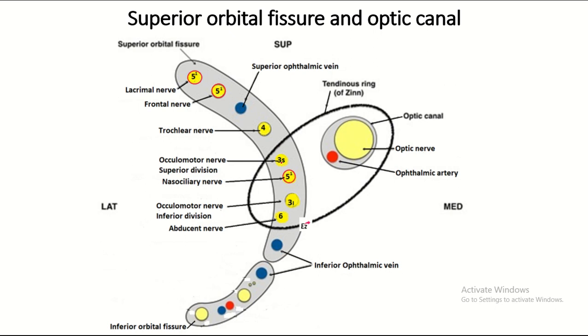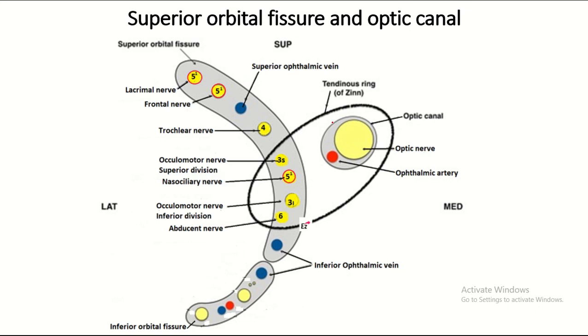Then the inferior division of the oculomotor nerve, and this is the superior division of the oculomotor nerve. Then the abducens nerve. These are motor nerves. Then the inferior ophthalmic vein. So these structures are transmitted through the superior orbital fissure.